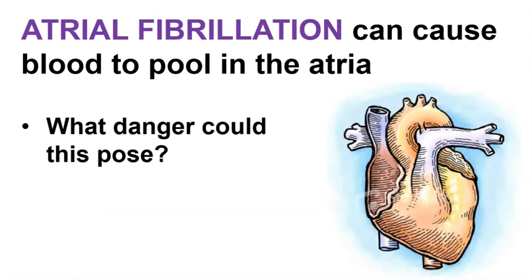Another condition that can promote abnormal coagulation is a condition called atrial fibrillation, or AFib. AFib causes blood to pool in the atria because AFib is where the atria, the upper chambers of the heart, are beating out of sync with the ventricles, which are the lower chambers of the heart. If the atria are not beating in sync with the ventricles, this would cause blood to pool in the atria, and it could promote clot formation as a result of that pool of blood sitting in those atria.